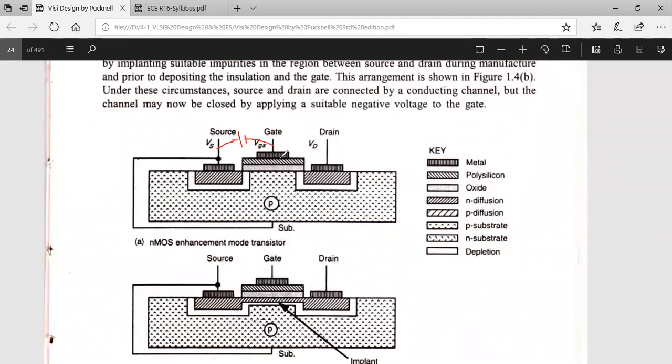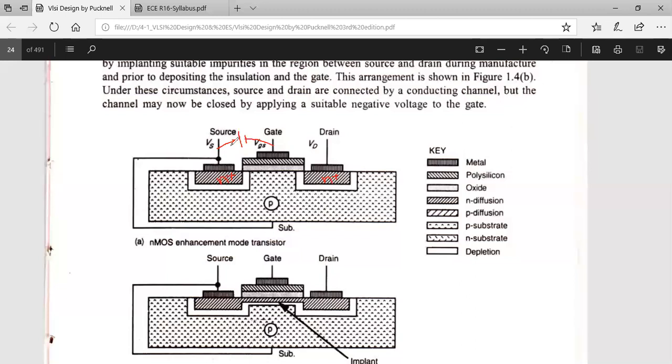So what happens here is, this is N plus, that means highly concentrated N type, and this is also highly concentrated N type. This is P type, a lightly doped P type material.